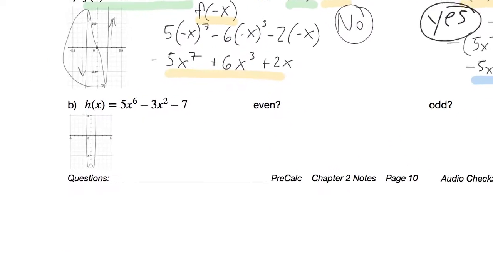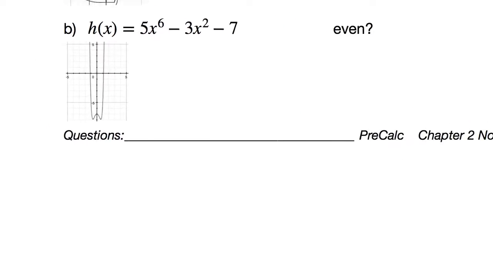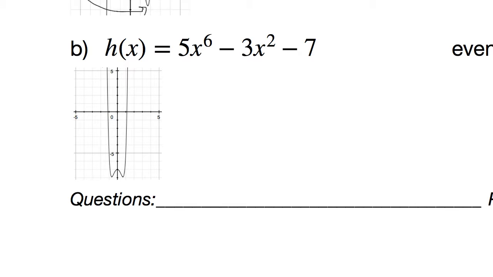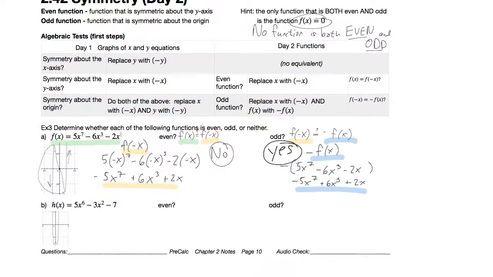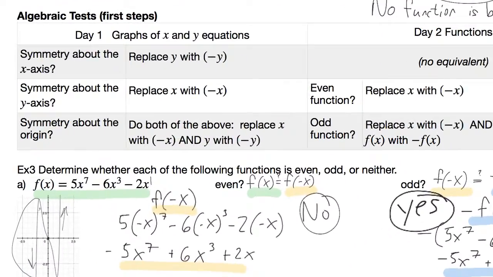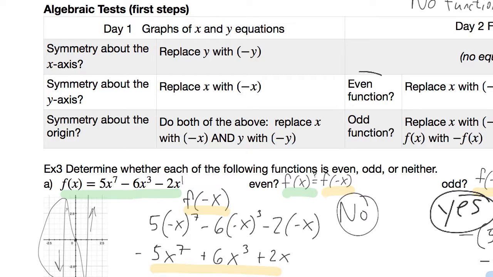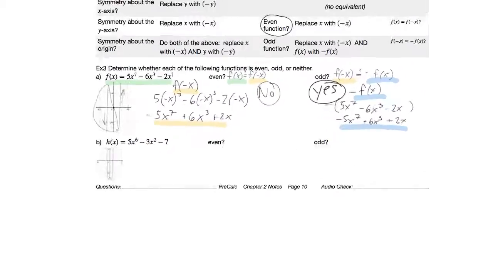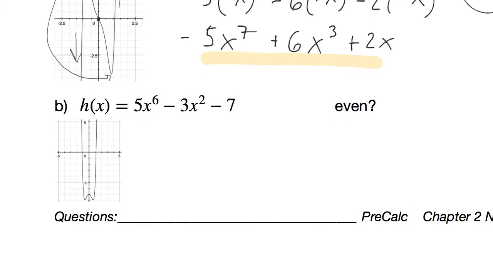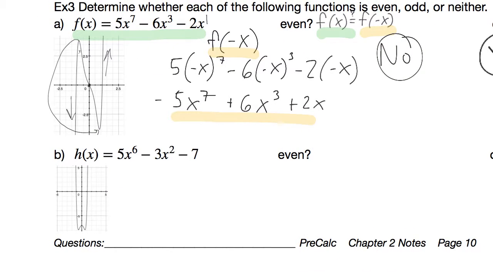Let's do the same thing again one more time. h of x is equal to 5x to the 6th minus 3x squared minus 7. Well, check this out. I see even exponents. I do see symmetry about the y-axis. Symmetry about the y-axis is very similar to an even function. So maybe this function is going to be even. Let's test it. The even test asks, is h of x going to be equal to h of negative x? Let's find out.